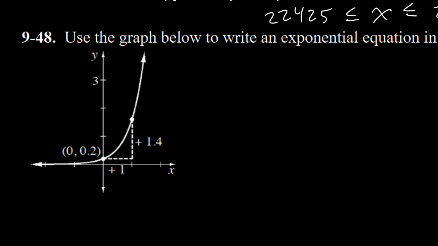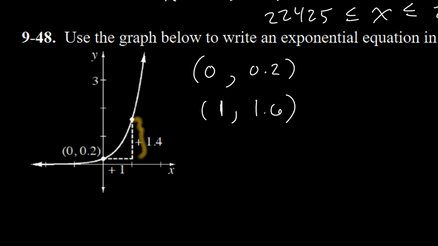So if I take a look at this, there's two pieces of information I can see. I can see when x is 0, I have a y value of 0.2. That's one. The other thing that I could see is that it looks like when x grows by 1, when x is at 1, my y value increases by 1.4. Well, if I have an increase here of 1.4, that means it's the 0.2 plus 1.4, so I've gone up to 1.6. So what is that? That's an increase of 1.4 from the 0.2.